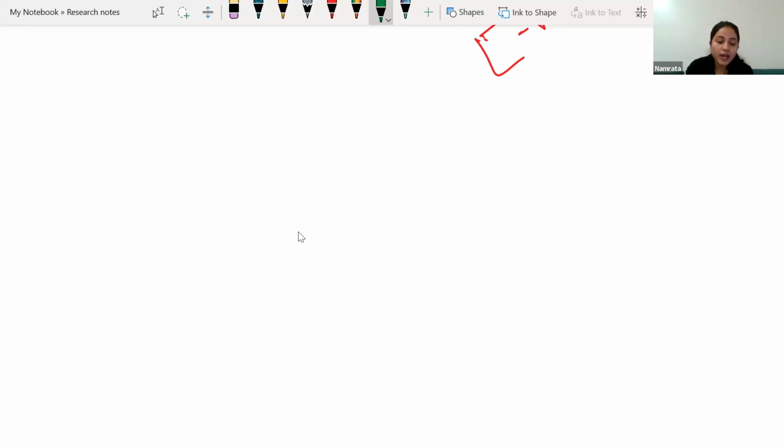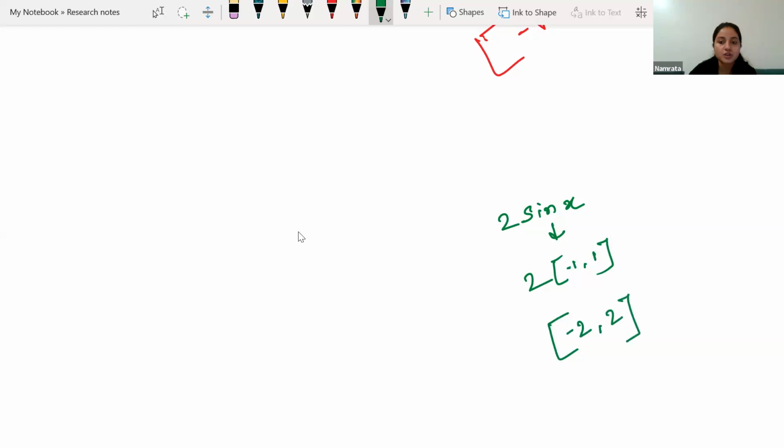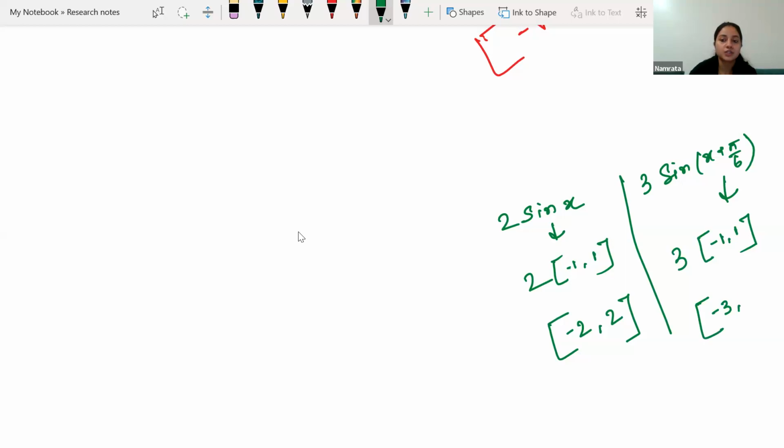Here I want to add one more thing, because one more question is there which is exactly like this. There we have to find the minimum value. If we have 2 sin x, then since sin x lies between -1 and +1, the range will be -2 to +2. Okay, this is how we can find the range. If we have 3 sin of x plus pi by 6, then x plus pi by 6, or whatever the angle is, will always lie between -1 and +1. If 3 is outside, then our range will be -3 to +3.